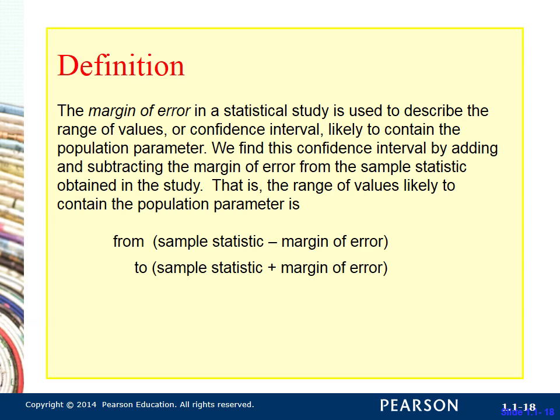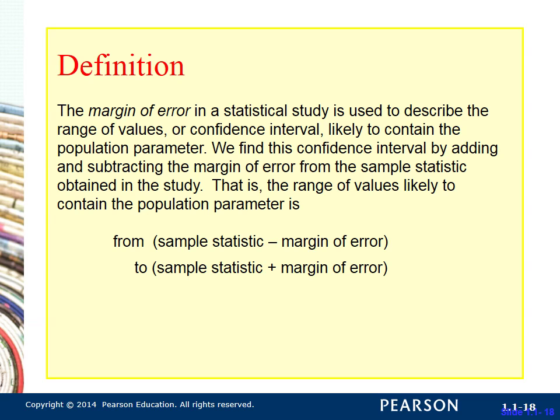So to find your lower value for your confidence interval, you take whatever the sample statistic is, like the mean, and subtract the margin of error, which they will give me. To find the upper boundary, I'll take that same sample statistic, say the mean, and add the margin of error. This will now give me a range of values that I'm saying the population parameter lies in.